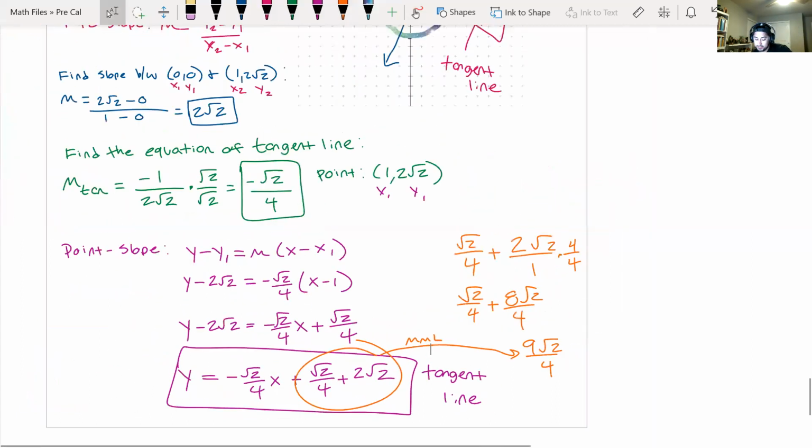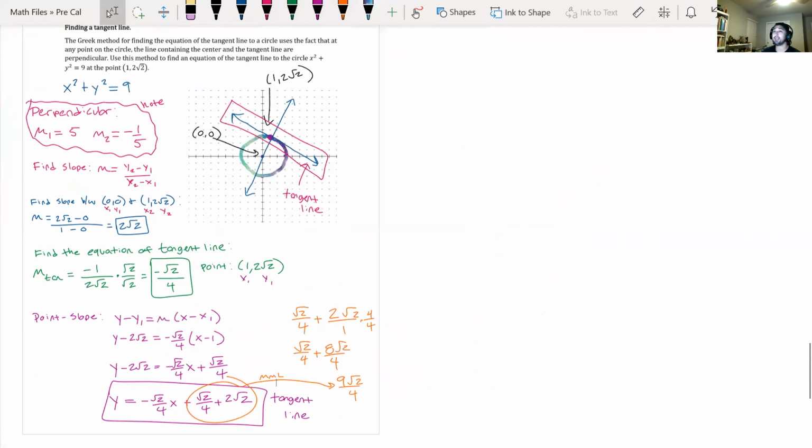But guys, that is the tangent line for that circle. It's insane, right? That was fun.